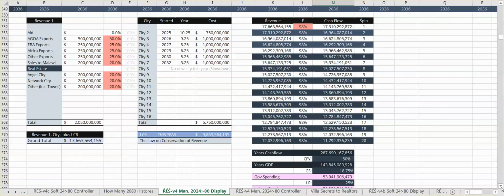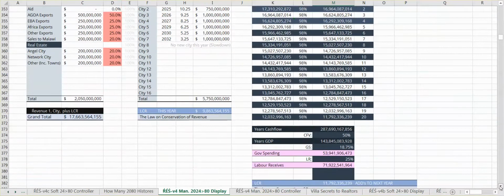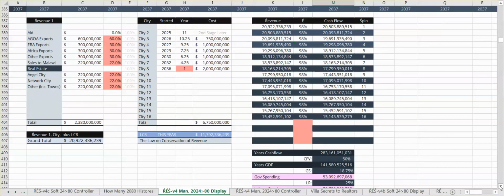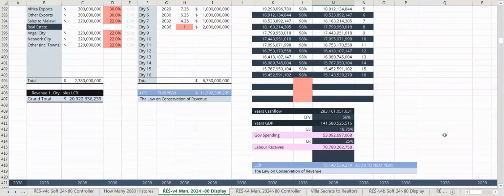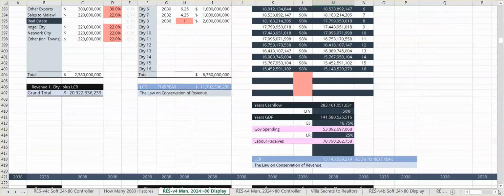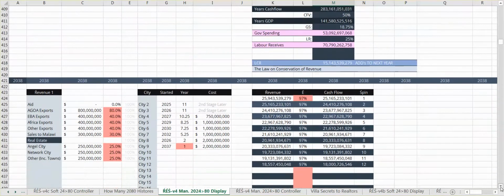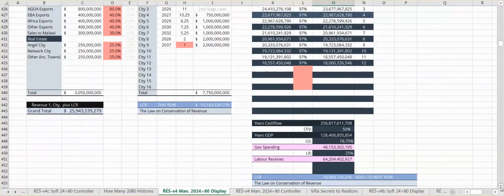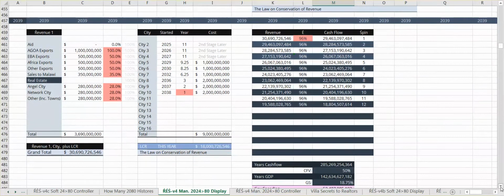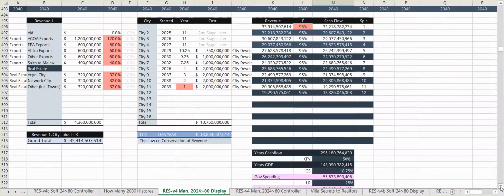In 2040, let's just go there and note the changes. Spin lowered to 16, E lowered to 97, spin lowered to 12, E lowered to 96, spin stays at 12, and there we are, 2040, E is 95 and spin is 12. In 2040, spin is down to 12, E is set at 95%, and cash flow is 296 billion.